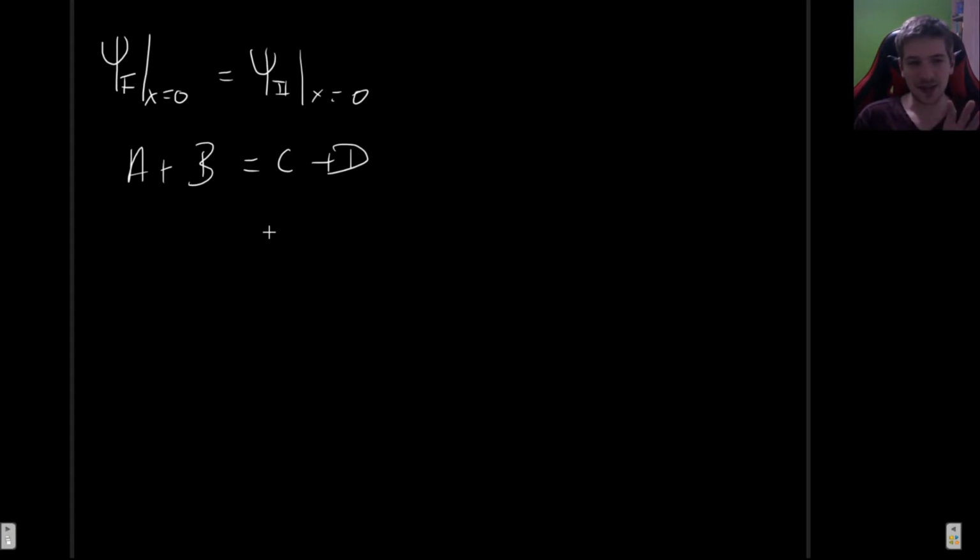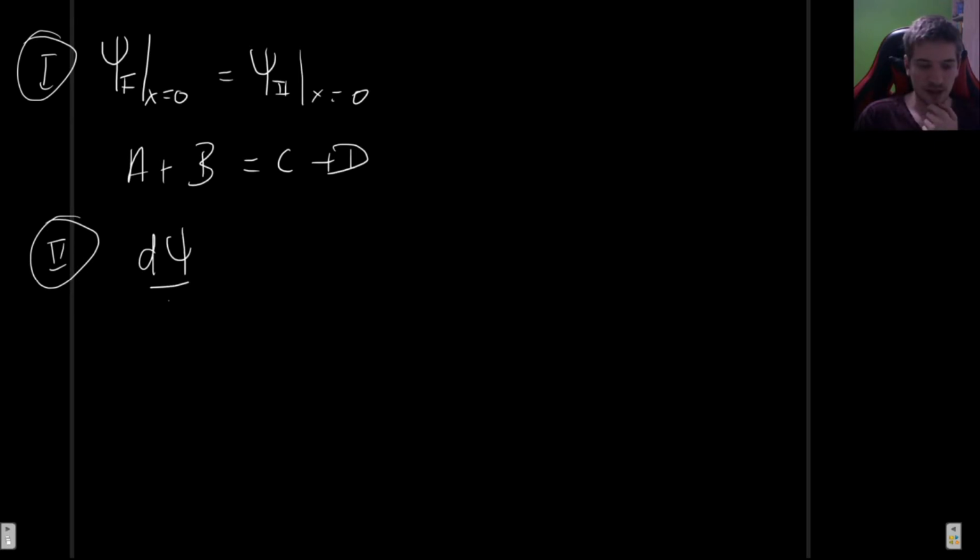I still haven't decided if this is going to be scattering from the left or from the right. I'm going to do that a little bit later. This is condition number 1. Then we have the second condition, which tells us that if this potential is finite, then the derivative should be smoothly continuous. But this is not a finite potential, so we have to take a look at what happens to this derivative.